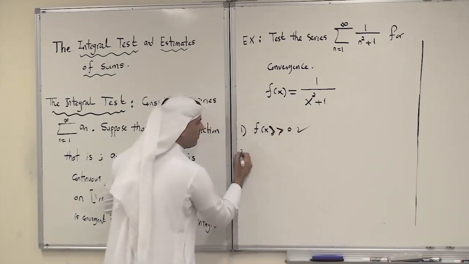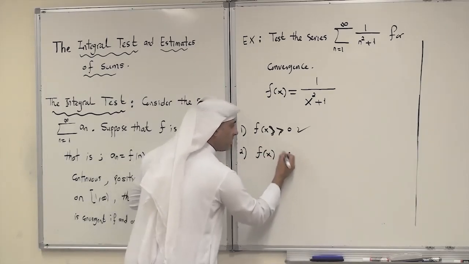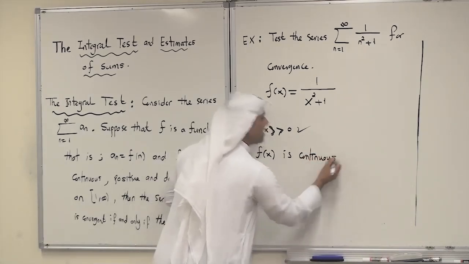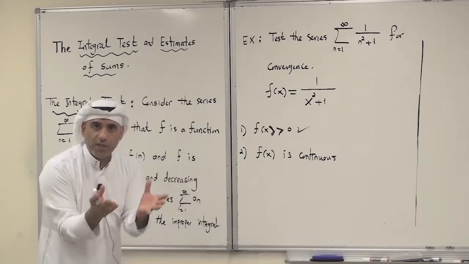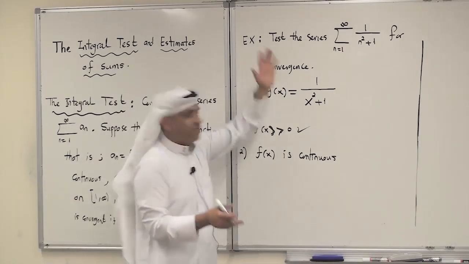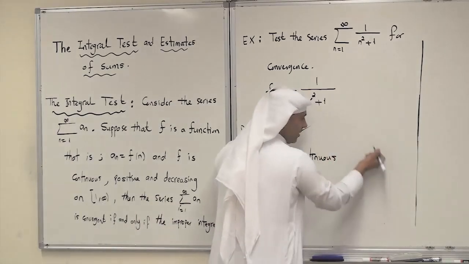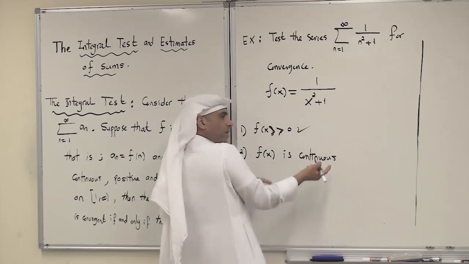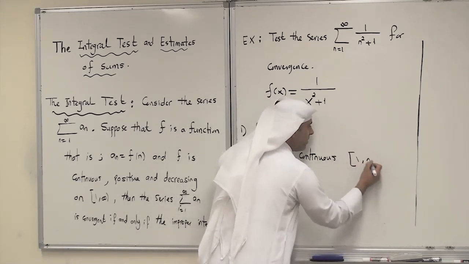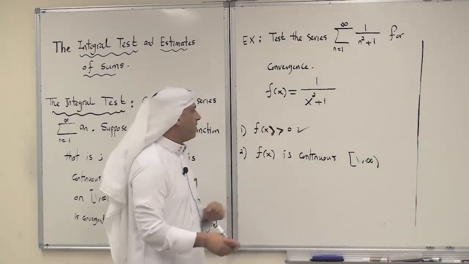The second one, we need it to be continuous. Is f continuous here? This is a rational function, so it is continuous over its domain. And you can see here, this is continuous actually from minus infinity to infinity. So yes, we have continuity, not only from 1 to infinity. We need it from 1 to infinity, but it's continuous in more than that. It's continuous for the whole interval from minus infinity to infinity.